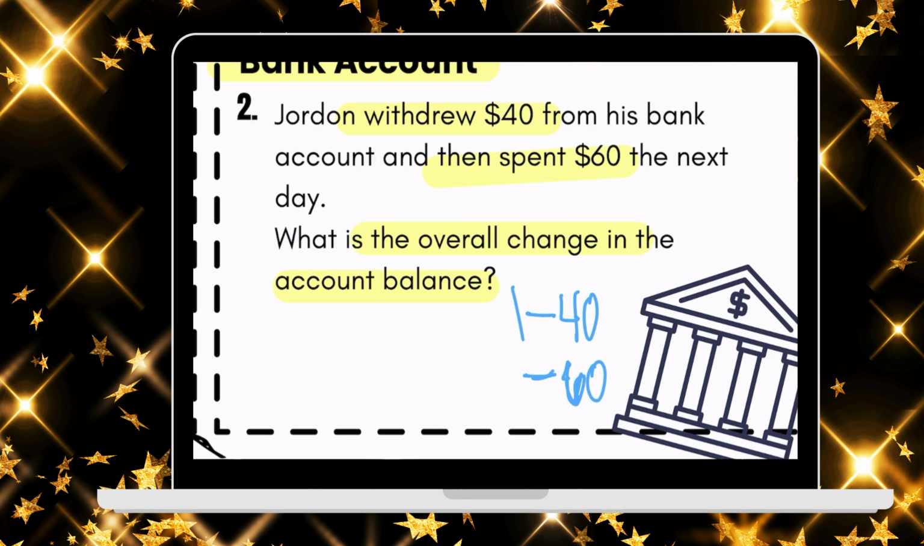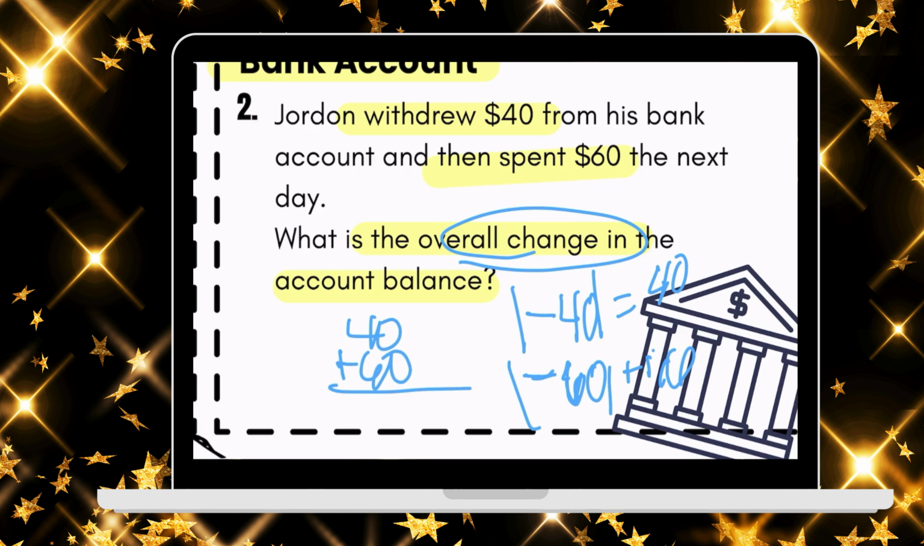And this is why we can think of absolute value, because the question is not asking how much money is in his account. It's asking what's the overall change of the account balance. And so the change was 40 the first time, and then this next time 60. And so we are simply going to add 40 plus 60, and the overall change in the account balance is $100. It's not saying he has $100. It's after he spent $40 or $60 and after he withdrew $40, the overall change is $100. And now we can see that application of absolute value.